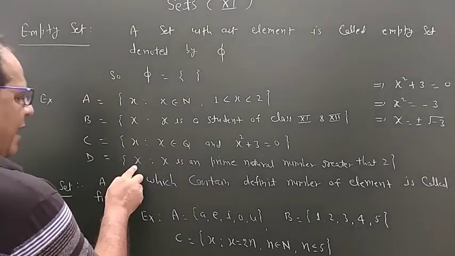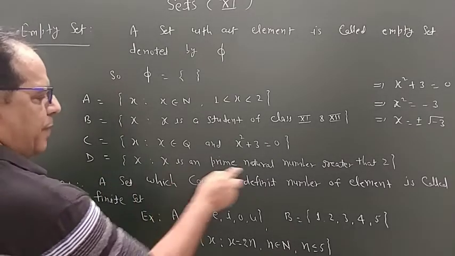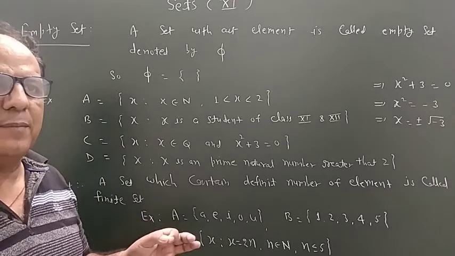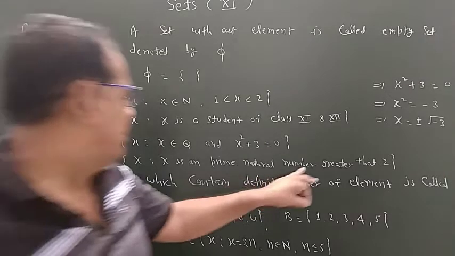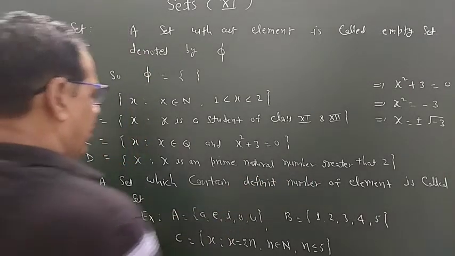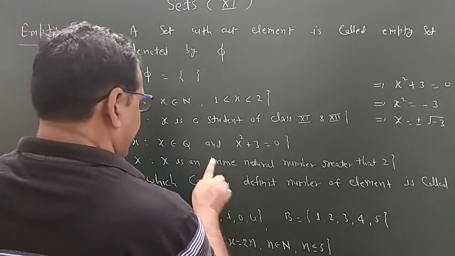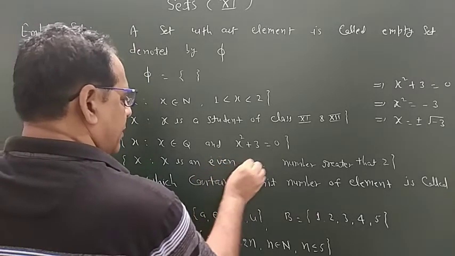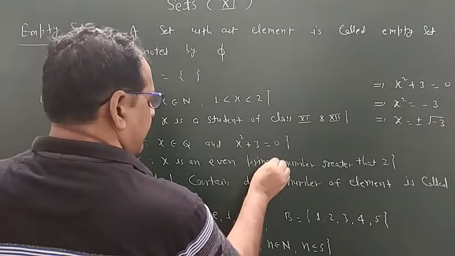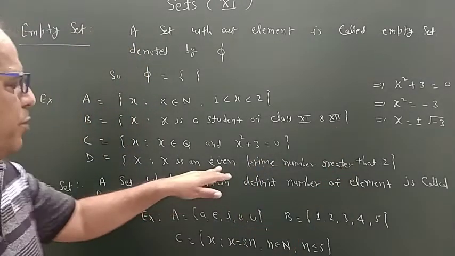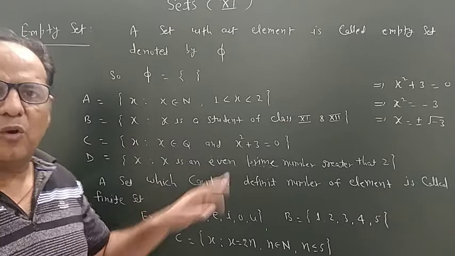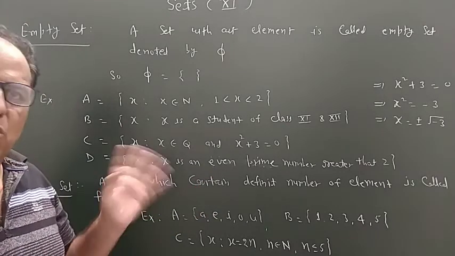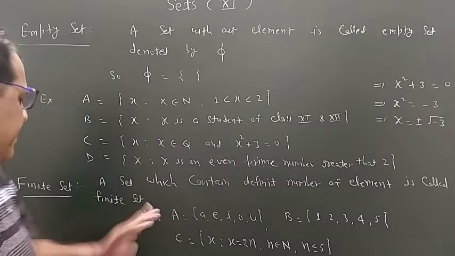Now next, x is a prime natural number greater than 2, and x is even. We know that only 2 is the even prime number, and after it there is no even prime number. So this is also an empty set.